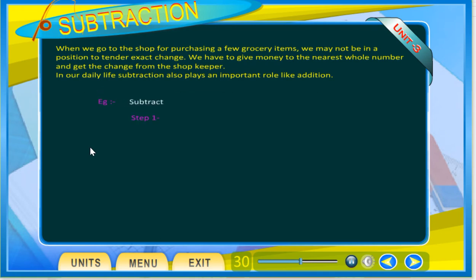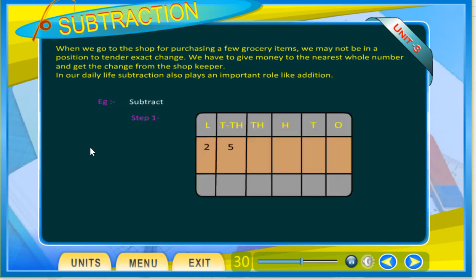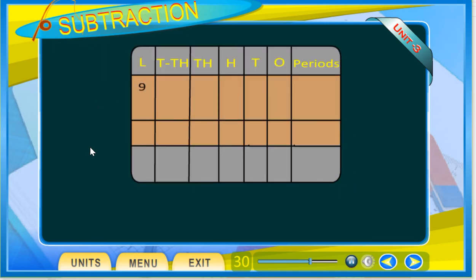Example, subtract. Step 1. 253836 minus 42721 equals 211115. That is 211,115. Step 2. 905417 minus 201305. Answer: 704112.